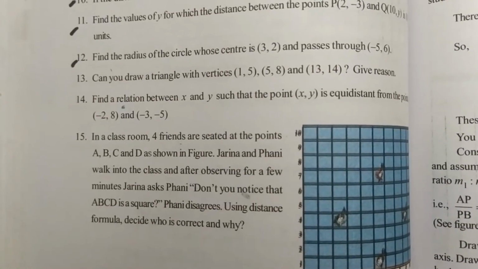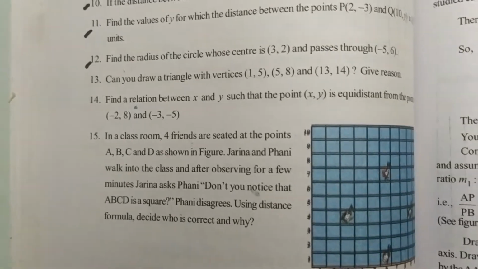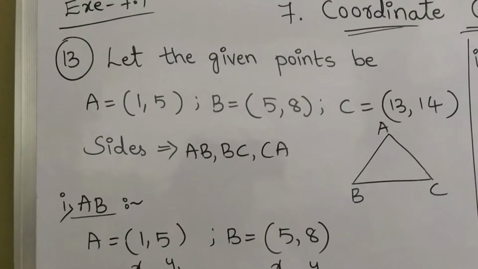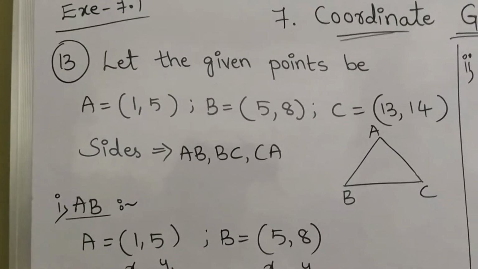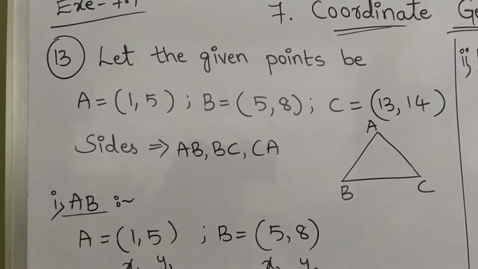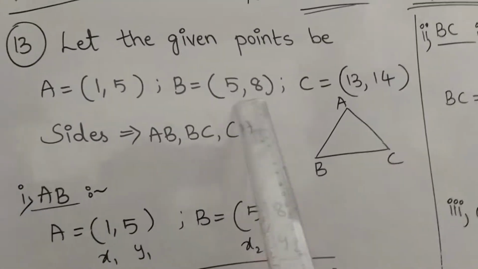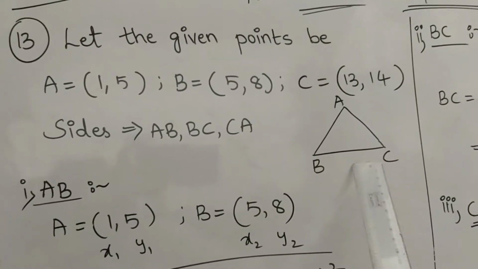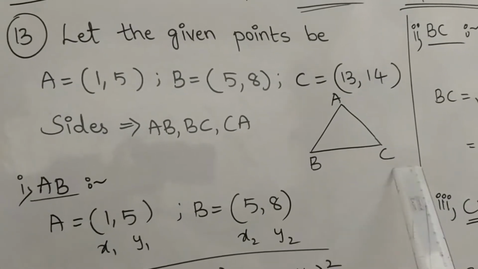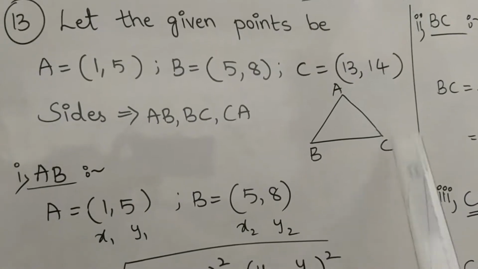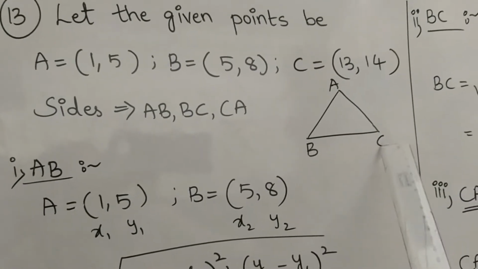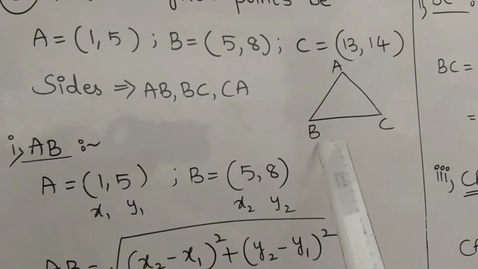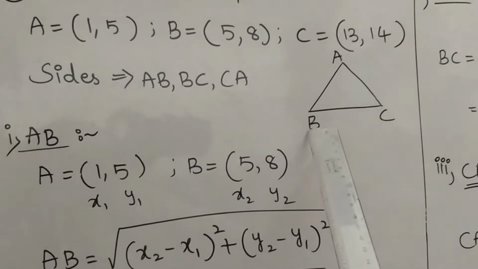So here let us find the solution first. This is the solution of the 13th one. First of all, let the given points be A equals (1, 5), B equals (5, 8), C equals (13, 14). And here I am drawing the triangle ABC, students. Now what we have to find, tell me, the sides AB, BC and CA. So let us find them by taking the distance formula, nothing but the distance between 2 points formula.